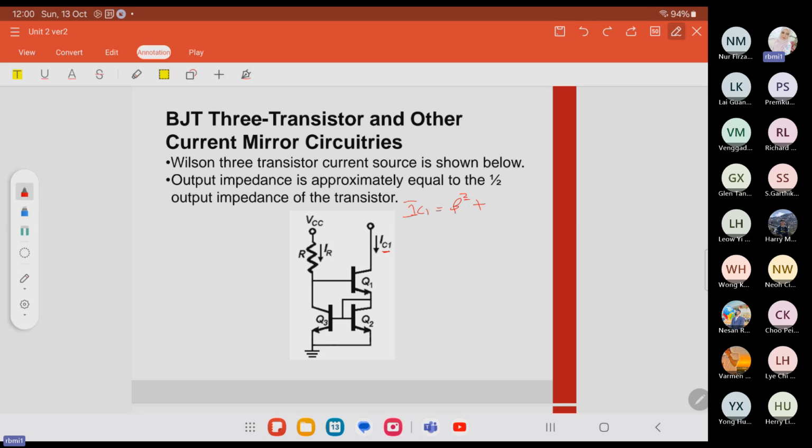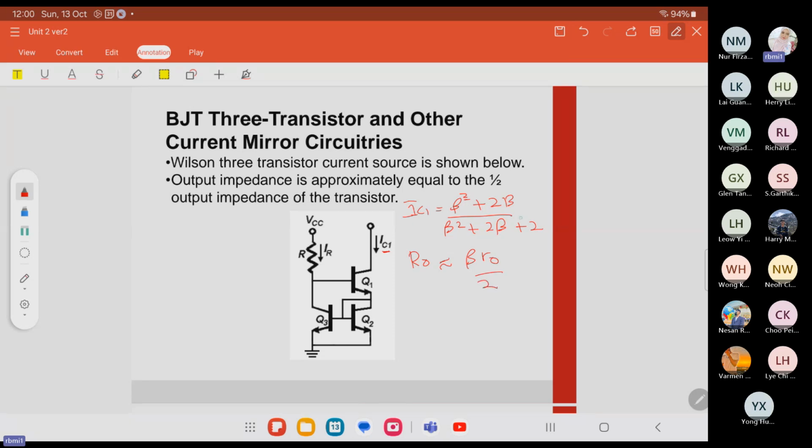Beta square plus 2 beta over beta square plus 2 beta plus 2. And for the R out is approximately beta R out over 2.